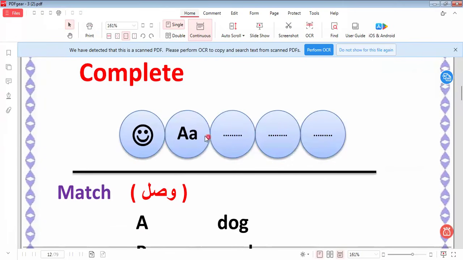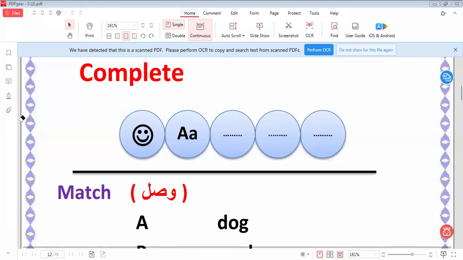Here I would like to write the missing letters. Here is capital A and small a. Here is capital B and small b. Capital C and small c, and capital D and small d. So how can I write it as it is? Capital A and small a. Capital B and small b, capital C and small c, capital D and small d.